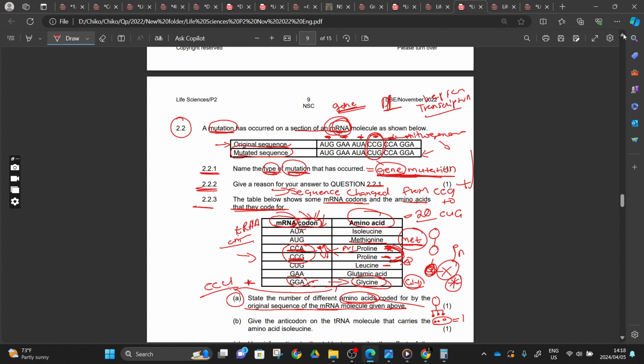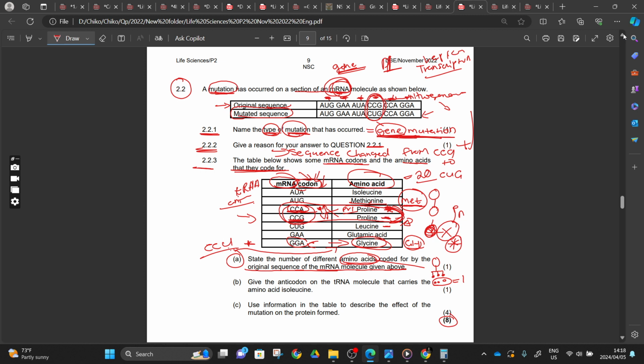I'm not sure if they want these 6. I mean, say the number of different amino acids. Different amino acids, CCG, CCA. You see here we have the same amino acid, right? Here we have the same amino acid, CCA. It's also the same as CCG.